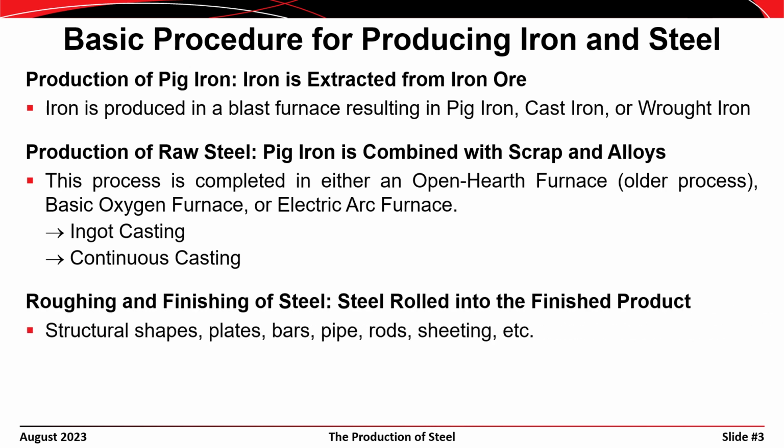So then that brings up the third step, which is the roughing and finishing process for the steel, and this is where the steel is rolled into its final product. So the shapes that we're looking for are plates, bars, pipes, rods, W shapes, angles, channels, and things of that nature. So these are the basic three steps. Production of pig iron from raw materials, the production of steel using iron as the basic constituent with some alloying elements, and then the roughing and finishing process.